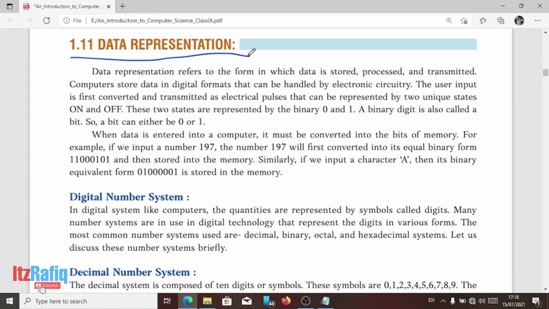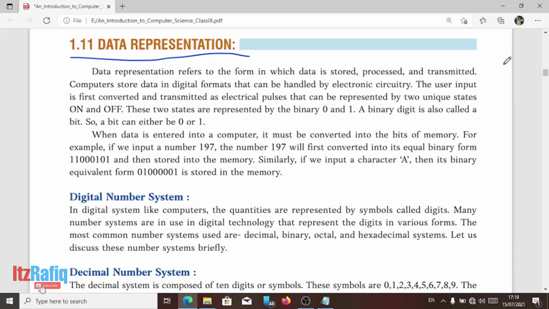Data representation refers to the form in which data is stored, processed or transmitted. In a computer, data is stored in the form of binary or machine language. These binary numbers are a combination of 0s and 1s, where 1 means on and 0 means off. When data is entered into a computer, it must be converted to bits of memory, meaning it must be converted into binary numbers.